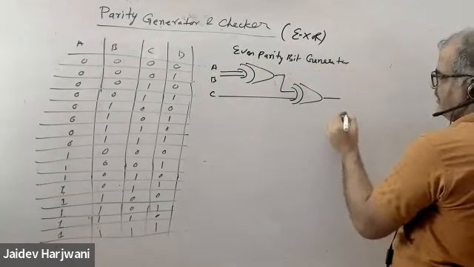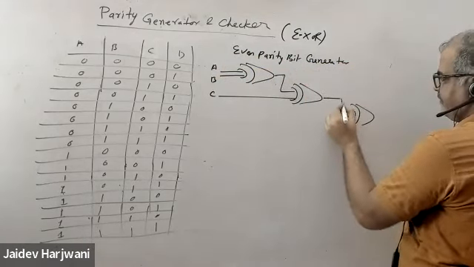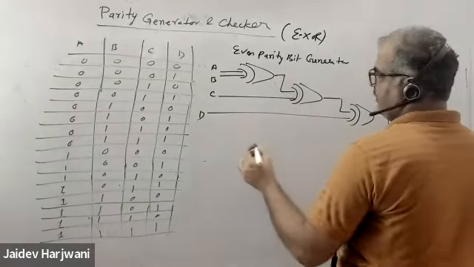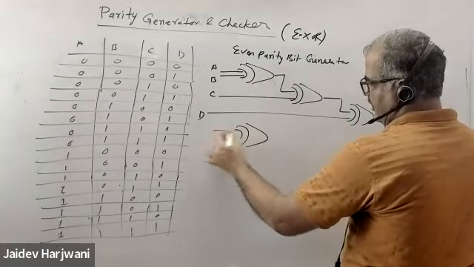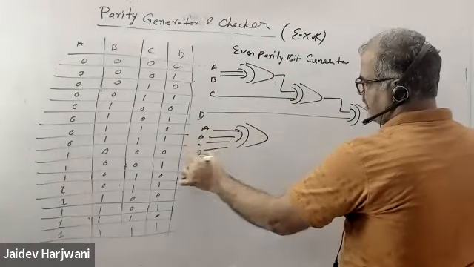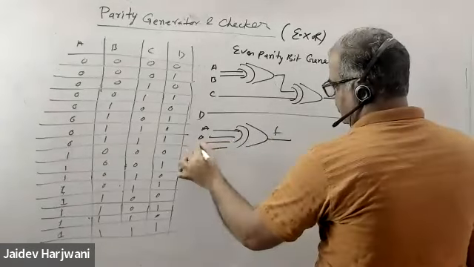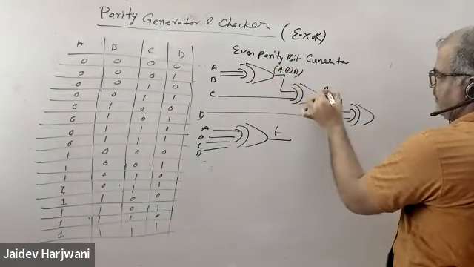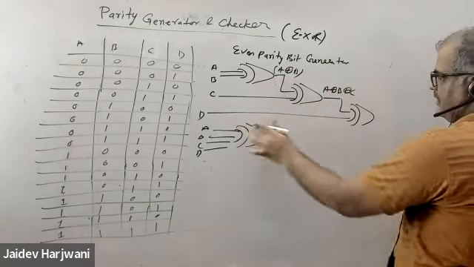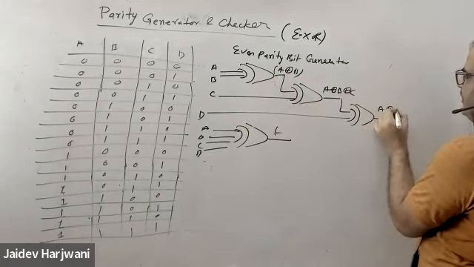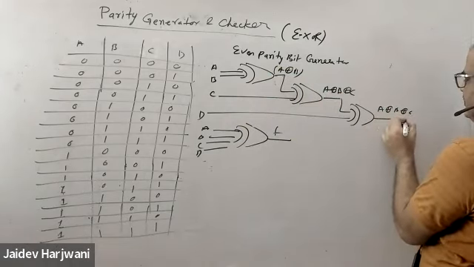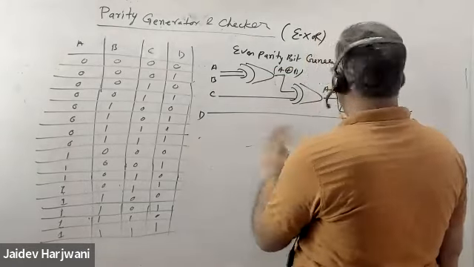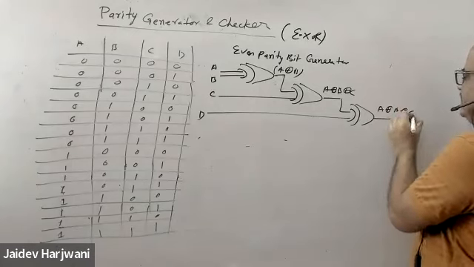And then I will put one more XOR gate and put D here. So basically I am putting A, B, C, D here. This will give you A XOR B. This will give you A XOR B XOR C, and this will give you A XOR B XOR C XOR D. Now you know what you mean by A XOR B XOR C XOR D.